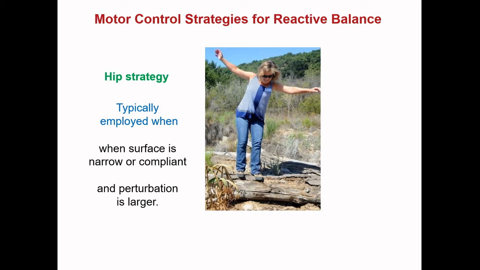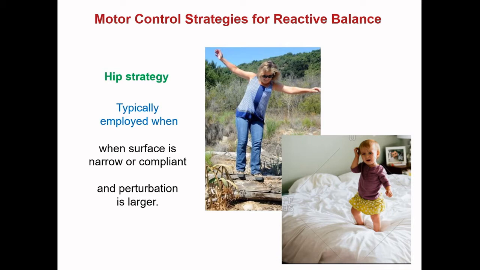Here we see a woman balancing on a log. You can see that the curved surface of the log means that only part of her feet are in contact with the ground at any particular moment in time. This reduces the contact area, and it reduces the functionality of the ankle strategy. It makes it much more likely that a hip strategy will need to be employed.